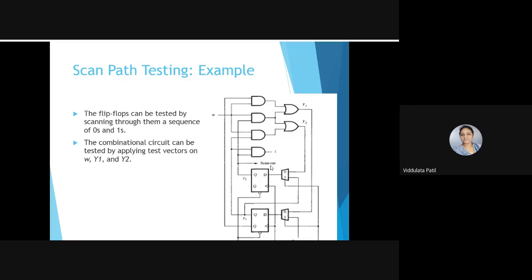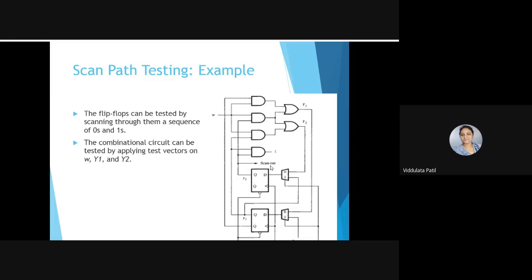For the first loading, whenever we are scanning the flip-flops, we require 2 clock cycles. Then for loading the outputs Y1 and Y2 into the flip-flops, we require 1 clock cycle. And again, for scanning out the results, we require 2 clock cycles. So overall we require 5 clock cycles to perform one test.